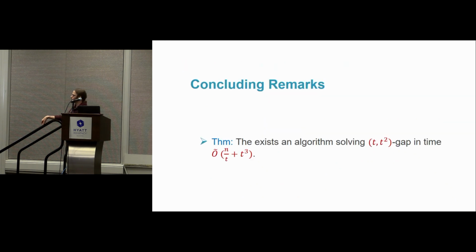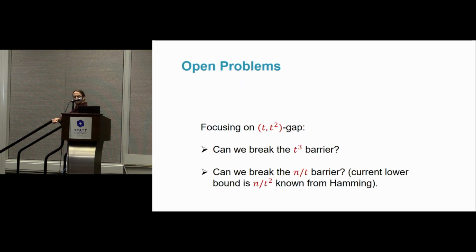So let me just conclude. What was our main theorem? We proved that there is an algorithm solving the t versus t square gap in time n over t plus t cube. If we want to solve a better gap, like if we want to increase the gap a bit and not t versus t square, but t versus t square minus epsilon, then we can do it at the cost of having more samples.